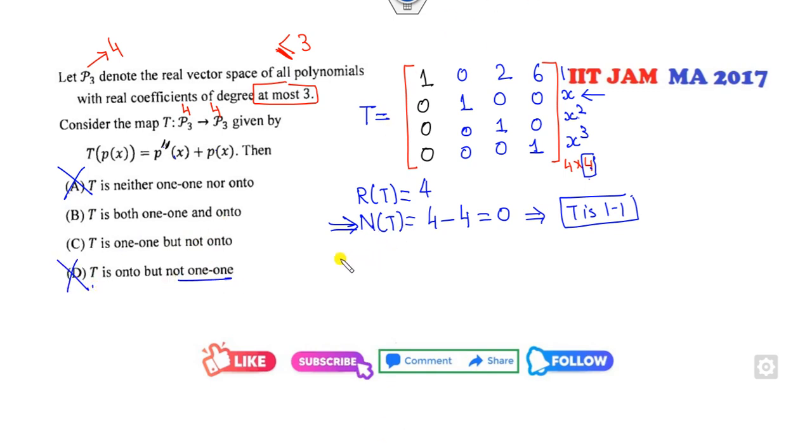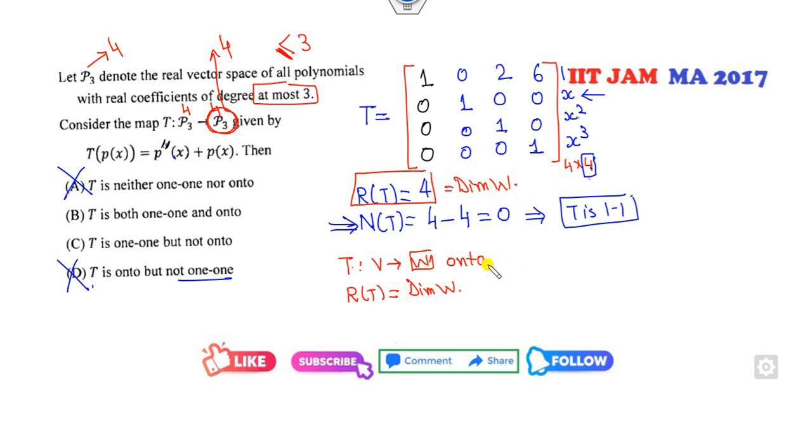Now what is the rule for T? If I say T is from V to W, it is said to be onto when you prove rank of T is the dimension of W. Fine. So what is the dimension of this? 4. And you can see rank is my 4, which is the dimension of the right hand side. So yes, this is onto as well. So both one-one and onto.